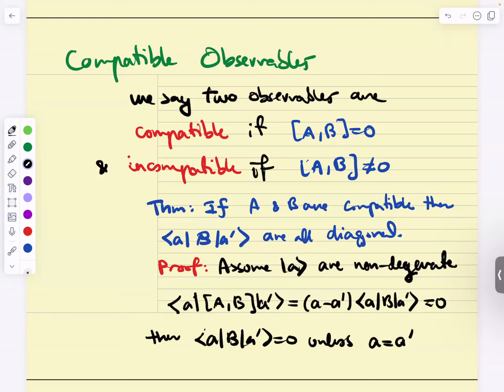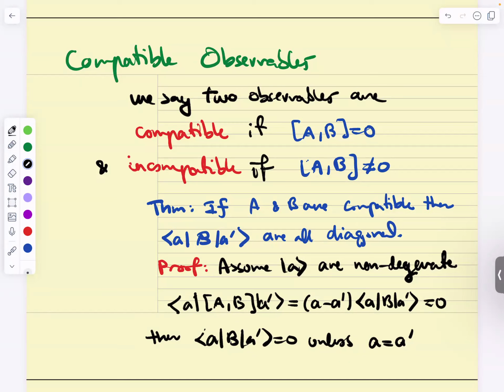If you could simultaneously measure things, the order cannot possibly matter. Think about that, right? If you could simultaneously measure observables, the order cannot matter. If the order matters, it means that you cannot simultaneously measure them. When the commutator is 0, aka you can simultaneously measure them, we call such observables compatible for obvious reasons. When the commutator is non-zero, they are incompatible.